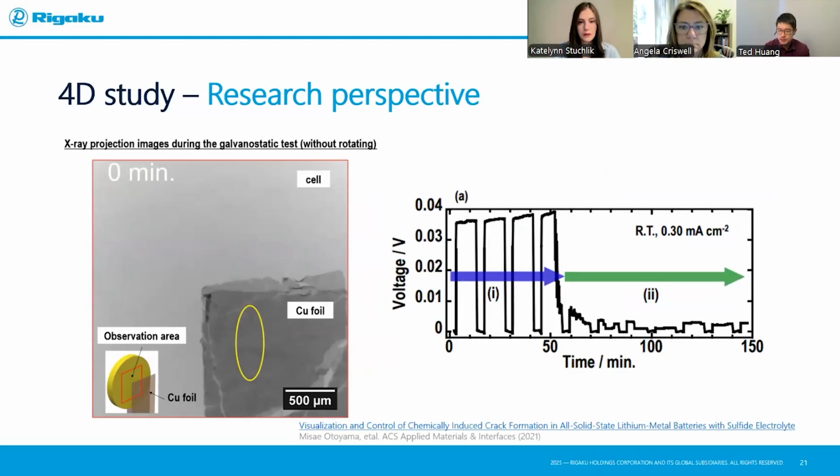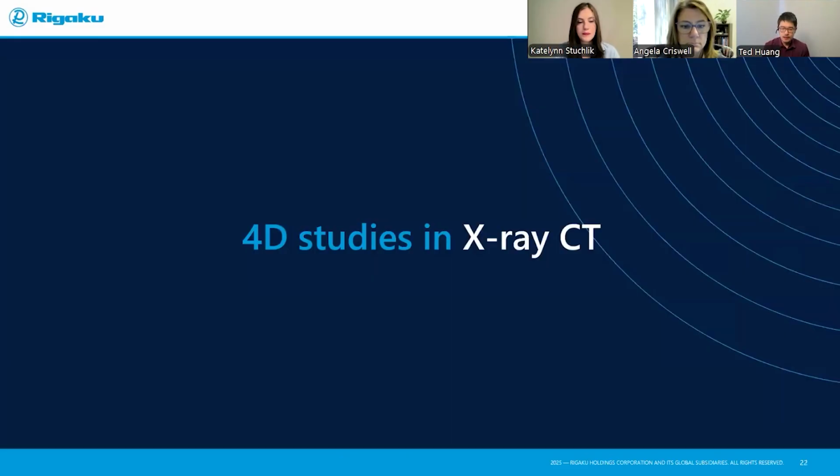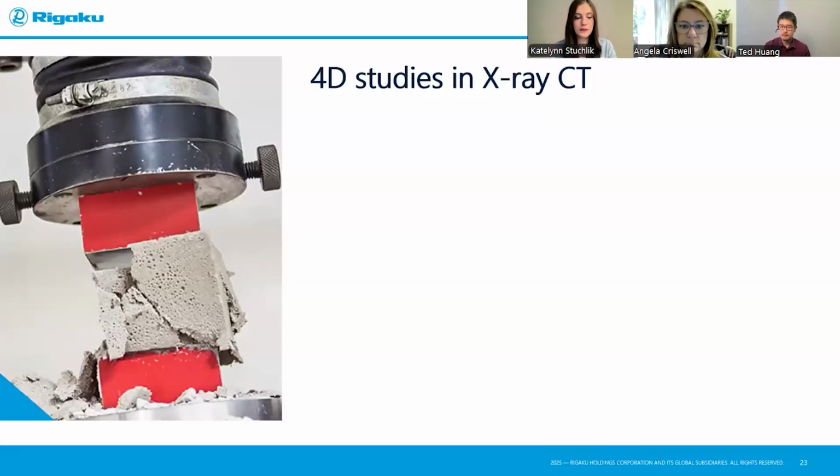It's kind of in between research and manufacturing. This is a study of a battery material cracking and how it correlates to its performance. You can see the voltage drop correlating to the spot, the researcher spotting the crack forming inside the material. Now, with those things clear, now you know how important it is. It's exciting stuff now. I'm going to show you what are some of the 4D studies that you can do using X-ray CT and what are people doing using X-ray CT.